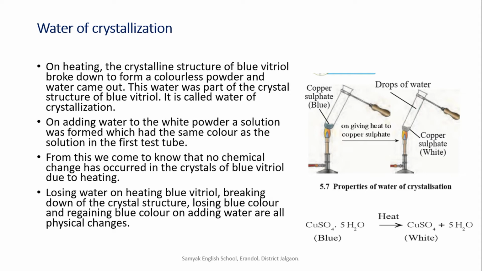So look at the chemical equation given under this diagram. CuSO4·5H2O, that's blue vitriol in crystalline form with water. Heating will change it into two separate compounds, CuSO4 plus 5H2O. So the color changes from blue to white, and when you add water to the white powder, then it again turns blue.